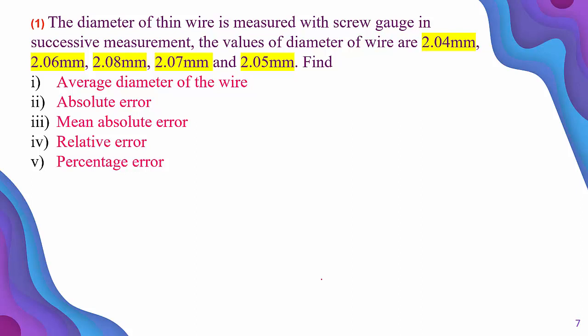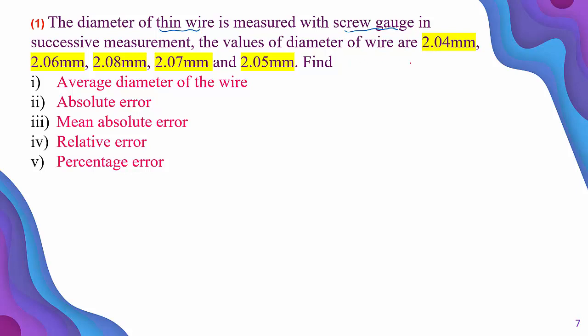The question is, the diameter of a thin wire is measured with screw gauge. What is a screw gauge? It is a device which is used to find the thickness of the wire, thickness of the sheet, so that we can easily measure using screw gauge. The question is, the diameter of the thin wire is measured with a screw gauge in successive measurements. The values of the diameters of the wires are.